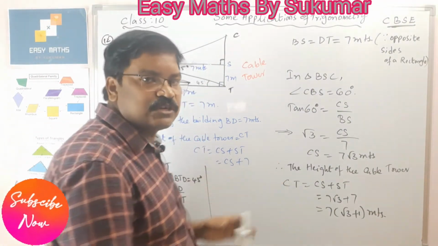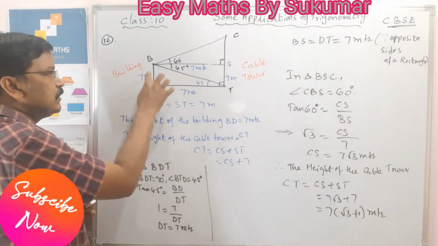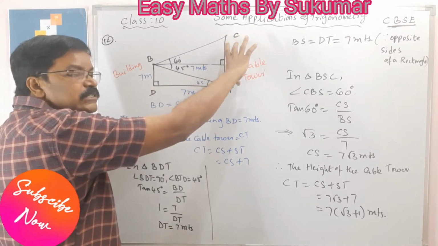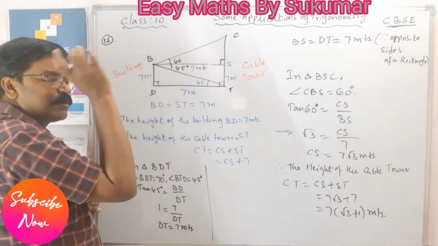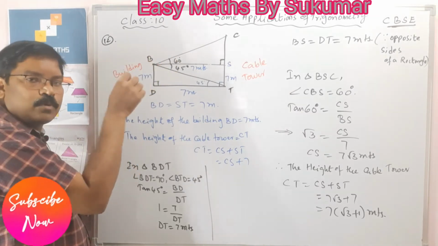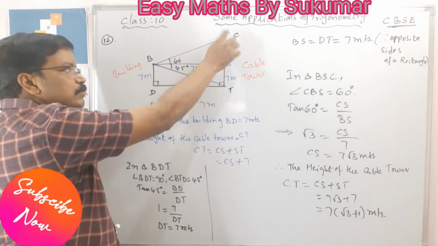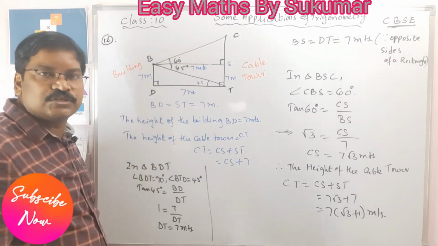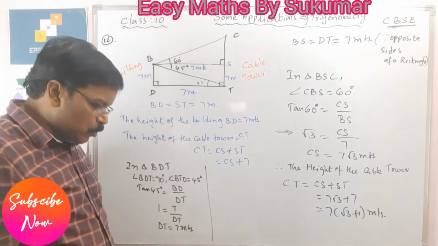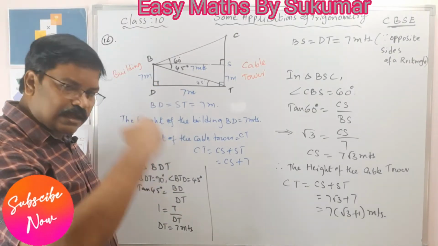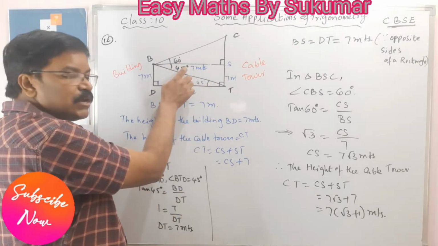I hope you understand this question, my dear students. Let me explain briefly here. See here, this is a building and this is the cable tower. They are just opposite to each other. Imagine you are standing at the top of the building, that means at B, and observing the top of the cable tower with the angle of elevation 60 degrees. At the same place, you are observing the bottom of the building like this. So the angle of depression is 45 degrees.